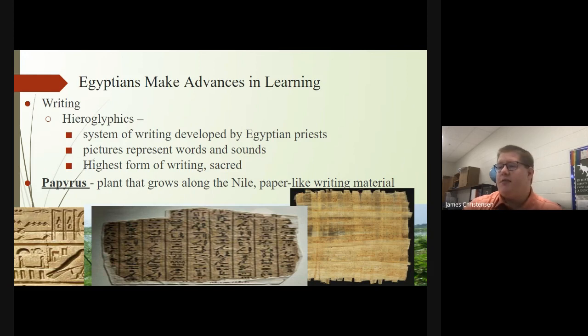They started to do this writing on papyrus. Think of it as very early paper. This was a plant that grows along the Nile, and it was a paper-like writing material. We have a couple image examples of papyrus right here that have survived the ages.